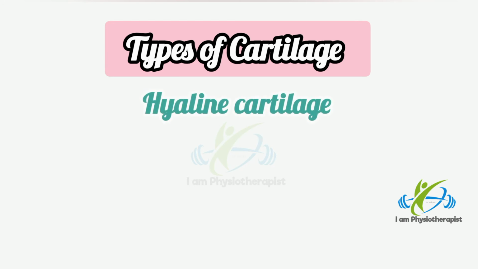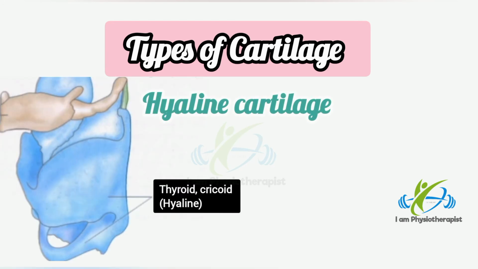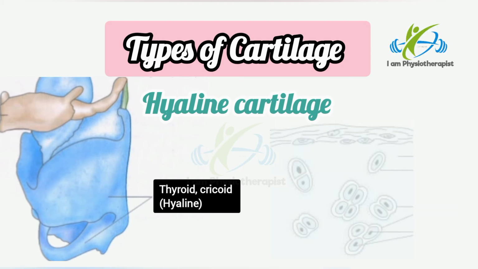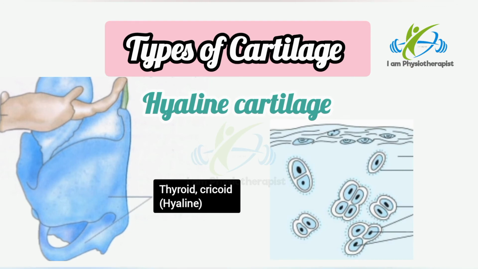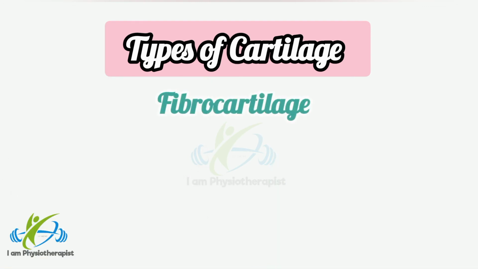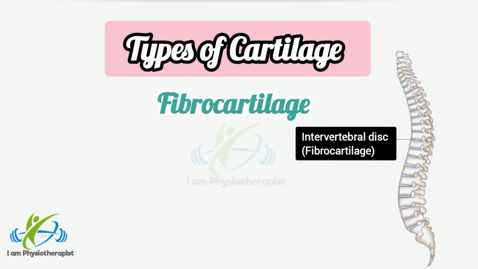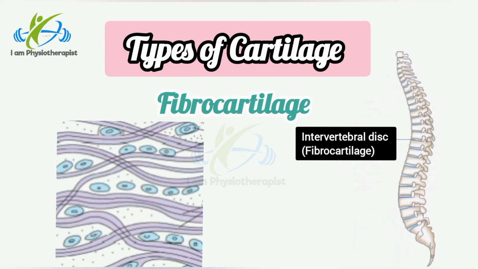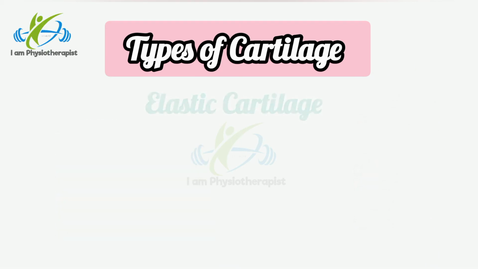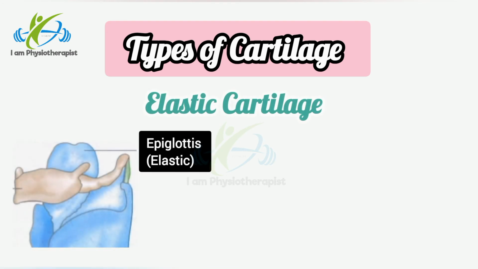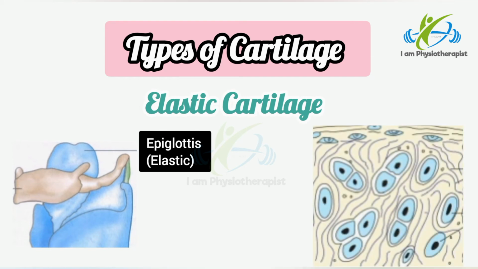Hyaline cartilage is located in the articular cartilages of long bones, sternum, ribs, nasal and some laryngeal cartilages. It is bluish-white in color. Fibrocartilage is found in the intervertebral disc, pubic symphysis, temporomandibular joints, and sternoclavicular joint. It is opaque and glistening white in color. Elastic cartilage is found in the pinna, external auditory meatus, eustachian tubes and epiglottis. It is opaque and yellowish in color.